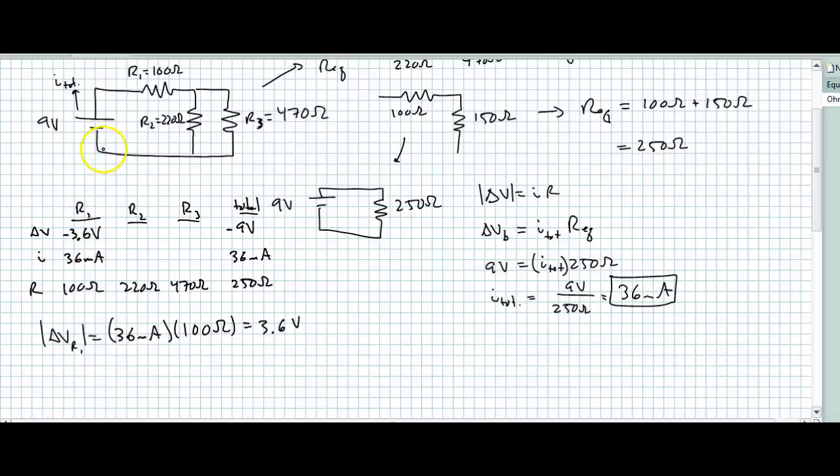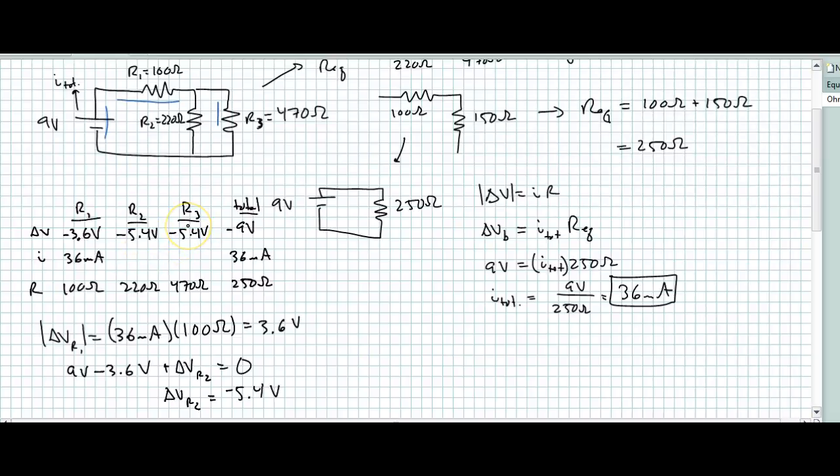Okay, now if I use the loop rule, say I'm going to follow the loop here, plus 9 volts, minus 3.6 volts, minus whatever this is, would get me back to where I started. So the loop rule will tell me that 9 volts minus 3.6 volts plus delta V across R2 should give me 0. So delta V across R2 should be negative 5.4 volts if I just solve for it there. Of course, I could also do the loop this way: plus 9, minus 3.6, and then going across this resistor. So I have to lose the same 5.4 volts across that one as well to satisfy the loop rule.